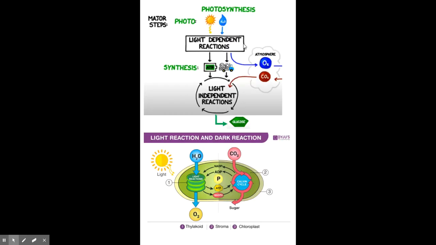So now that we know that photosynthesis happens when that green chlorophyll pigment in the chloroplast attracts the sunlight, let's look at the 2 different parts. And there are 2 different pictures here that both show the same thing. I'm going to start with this one on the bottom.